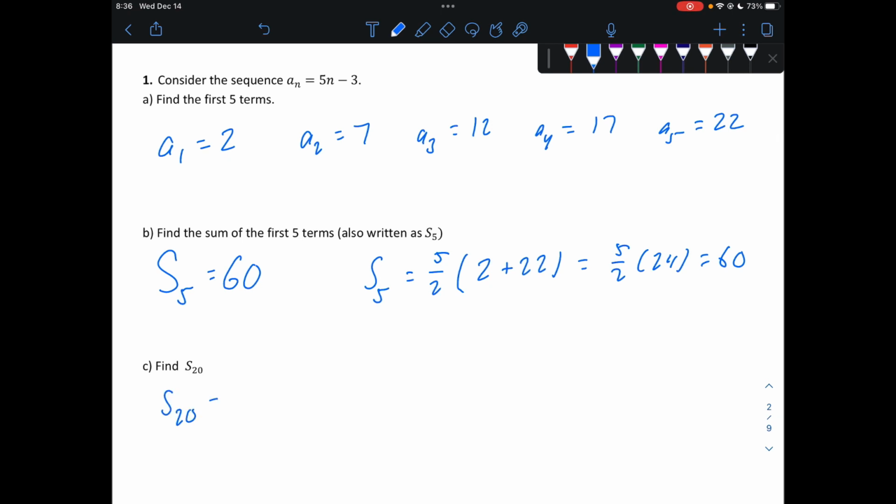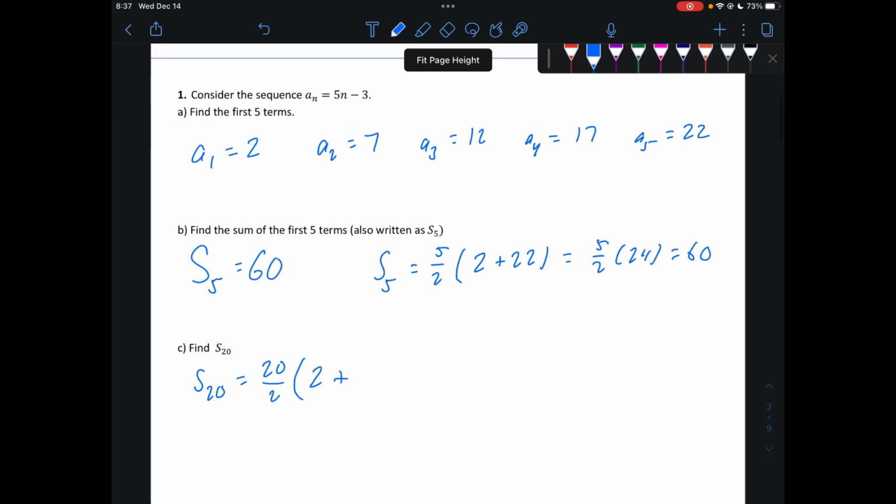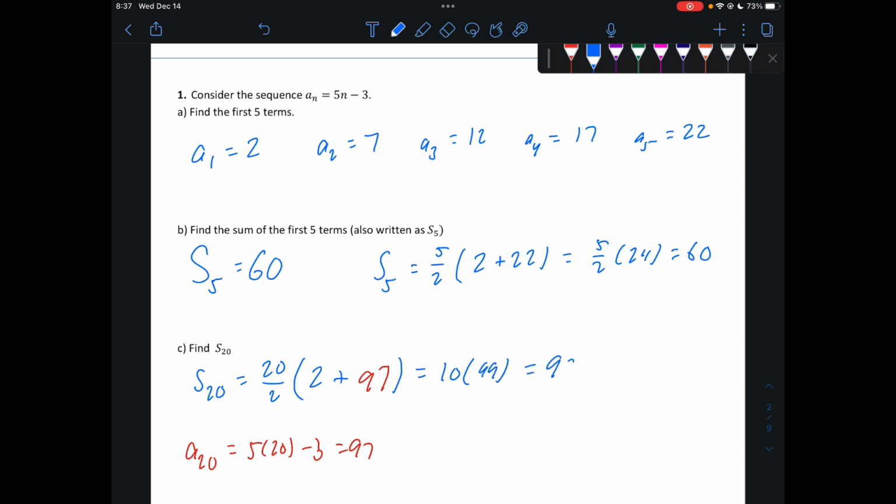S sub 20. Now this one, we definitely don't want to do the method where we just add them all together. We want to use the formula. So we got 20 over 2 times first term, which is 2, plus last term, which we don't know yet, but we could find it pretty quickly, right? So a sub 20 will be 5 times 20 minus 3, which is 100 minus 3, or 97. So that would go right there. So that would be 10 times 99, or 990. You can see it's much easier to use our formula than it would have been to actually find the first 20 terms and then add them together. That might have taken us a while.